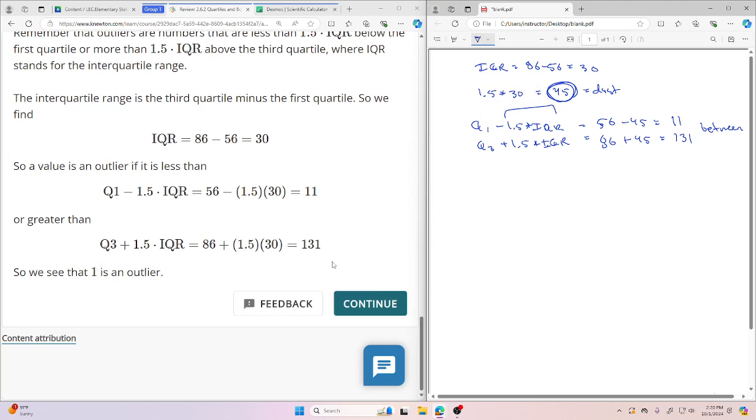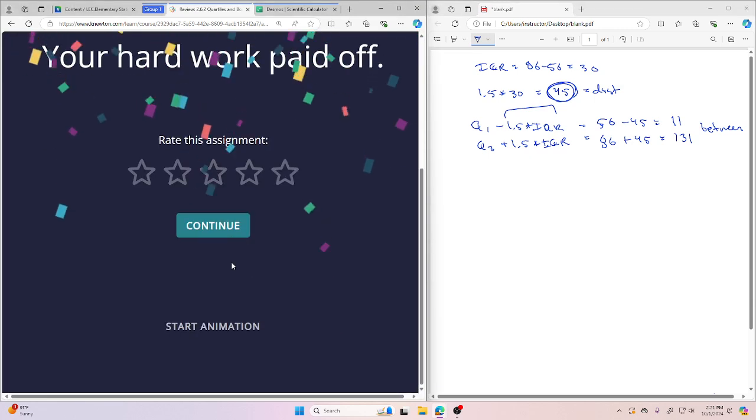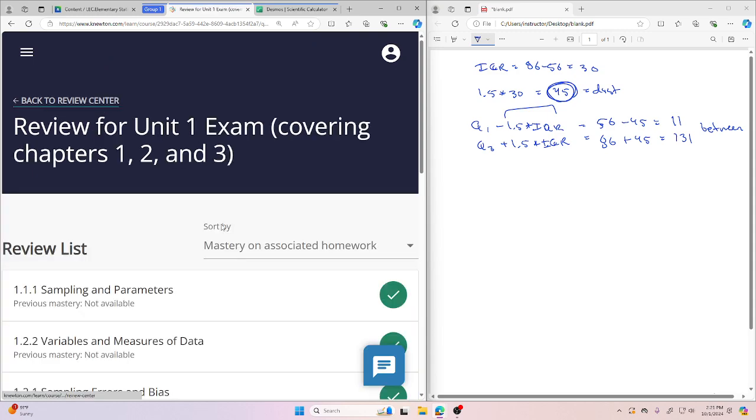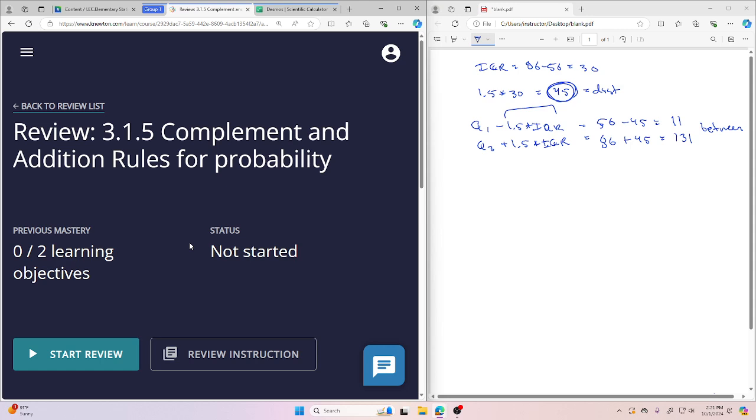What else we got? See, they're doing it too. 1.5 times IQR, plus and minus Q3. It's just what they do. Okay. Oh, we did it! Yay! We can come back later.